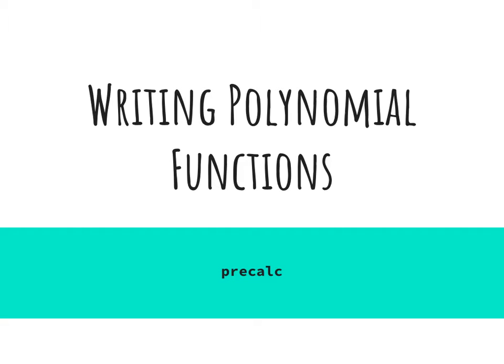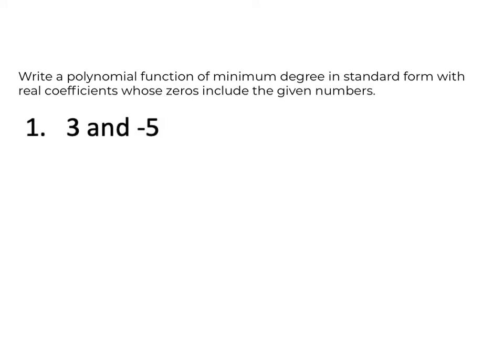In this lesson, we are going to learn how to write a polynomial function when you're given some zeros. So in this first example, it says to write a polynomial function of minimum degree in standard form with real coefficients whose zeros include the given numbers. So we are told that our zeros are 3 and -5.